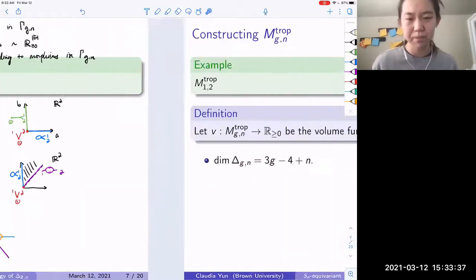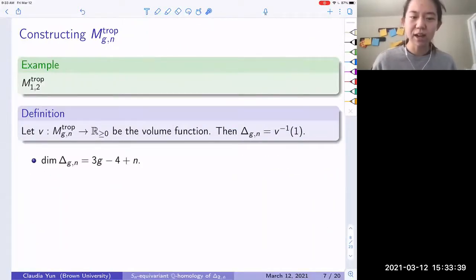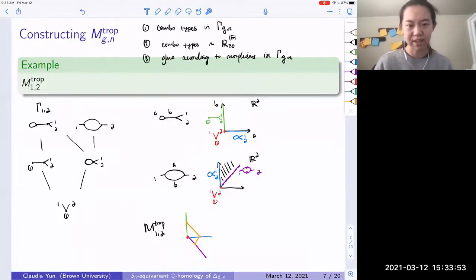And so that's one naive way to think about why we really want to be looking at Delta_{g,n} in this picture. And another thing I mentioned at the beginning is that there is a natural action of S_n on our space by permuting the markings. So we can actually see that action and how its homology carries this action as well. In this case, we see that there is an S_2 action on our space by permuting these two markings.